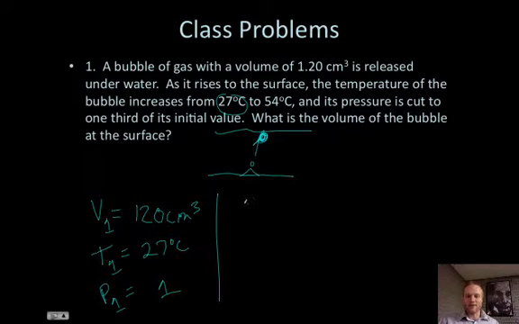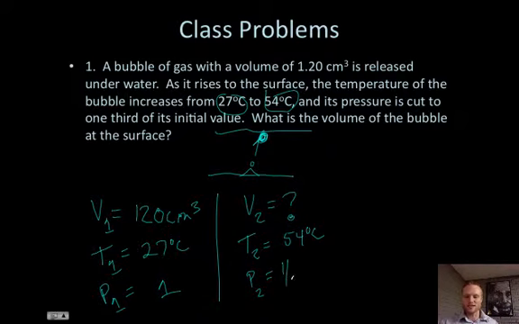Well, the volume, or V2, would be our question, right? That's what we want to find out. What is the volume of this bubble? The temperature, we'll call T2. The temperature is now 54 degrees Celsius. And the pressure has been cut, so we'll call it P2, to 1/3 of its initial value. So it was 1 over here. It is 1/3 of its initial value over here.